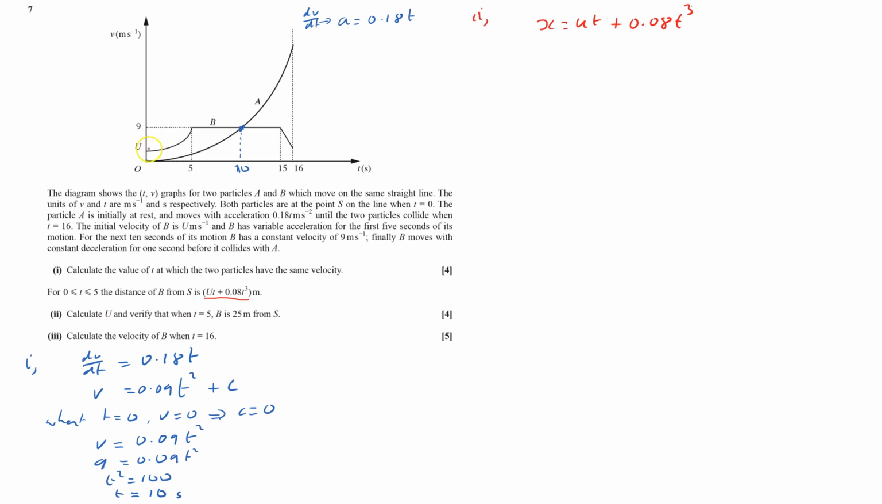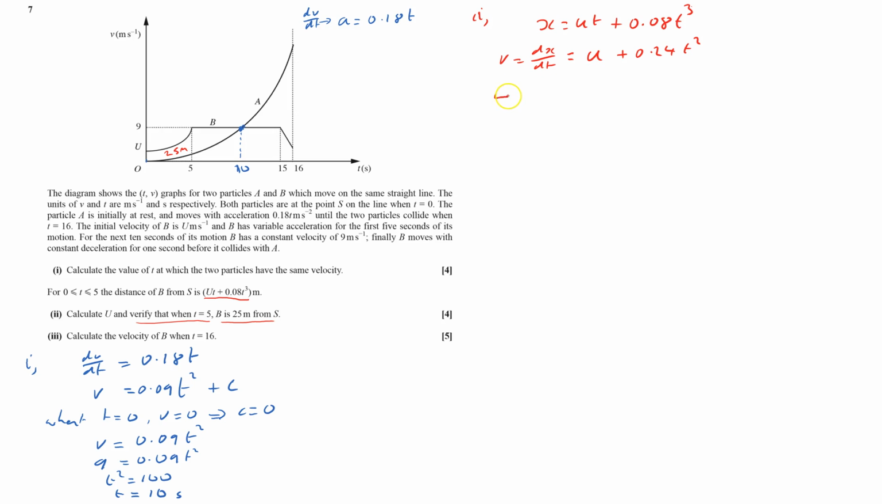Calculate u. So I've got to work out this bit. Must be something else about this. Oh, and verify that when t equals 5, B is 25 meters from S. So I'm going to show that that distance there is 25 meters. So what have I got? It's all to do with velocities, so I need to get a velocity. So I need to do v, and that equals dx by dt. So differentiate that. That gives me u plus 3 times 0.08, that'll be 0.24t squared.